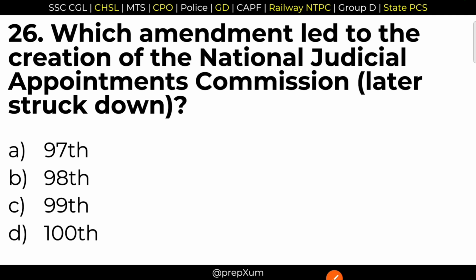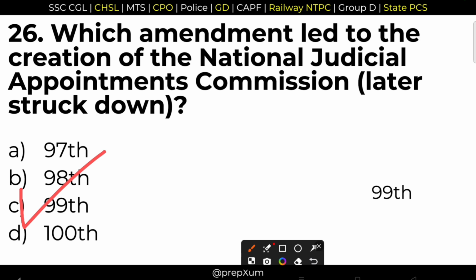26. Which amendment led to the creation of National Judicial Appointments Commission? Later, it was struck down. Right answer. Option number C, the 99th Constitutional Amendment Act. It paved the way for the National Judicial Appointments Commission. Later, it was scrapped.